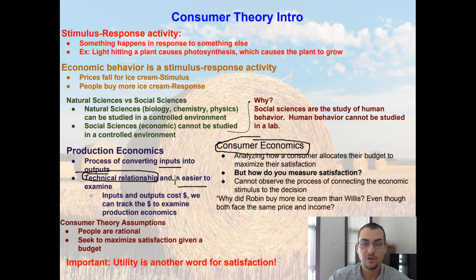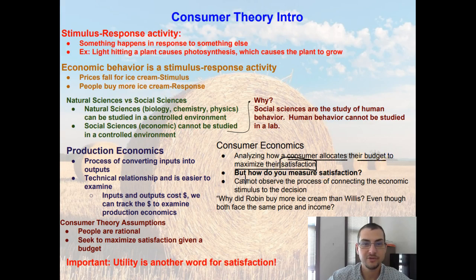And the reason it is so much easier to examine production economics is that whenever we're dealing with businesses, how do we measure a business? Often we measure the business with money. Inputs and outputs all cost a certain amount. So we can measure how much we're paying in inputs and how much we're paying in outputs. We can track the money to examine production economics. But whenever we're dealing with consumer economics, whenever we're dealing with how a consumer allocates their budget to maximize their satisfaction, to maximize their enjoyment given their limited budget.